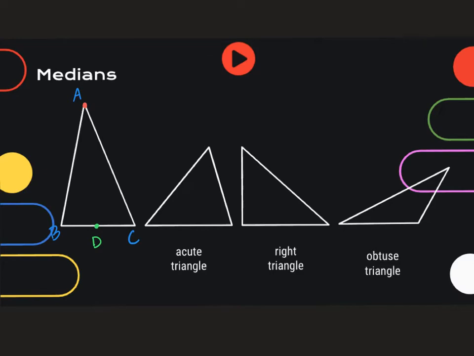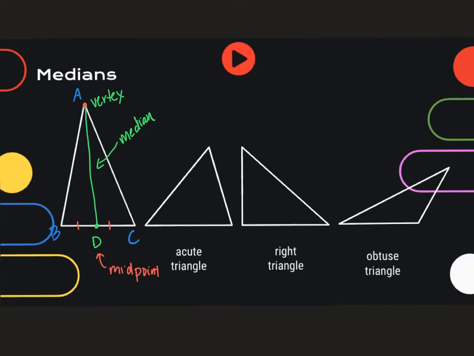And just so we know that this is a midpoint, we're going to mark this with two little congruence notches. So I know D is a midpoint. And remember, midpoint means the point right in the middle. So now let's take this segment and connect it from A to D. Notice it goes from the vertex to the midpoint. And now this segment that travels from the vertex to the opposite side's midpoint is what we call the median of a triangle.